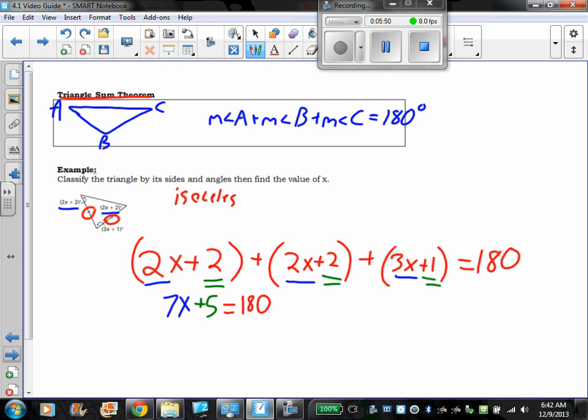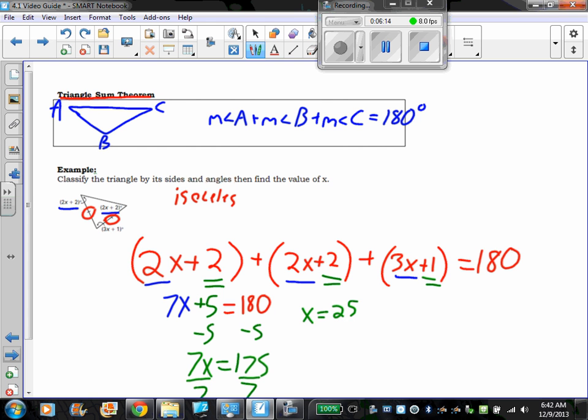180. So, next step is we're going to have to get rid of the plus 5, so we'll subtract 5 from both sides. Minus 5 gives us 7x equals 175. Divide both sides by 7, and that gives us that x equals 25.